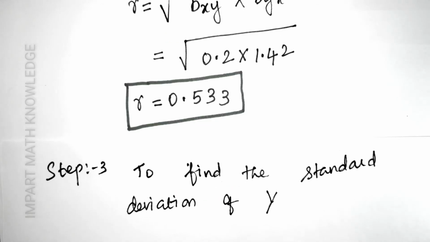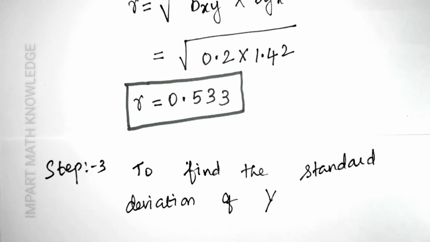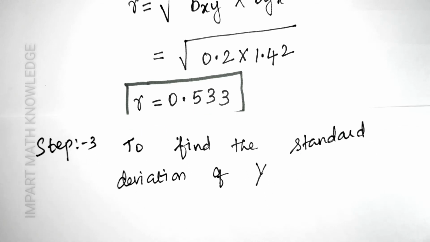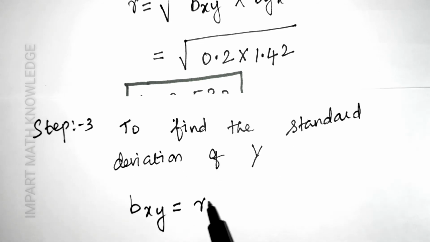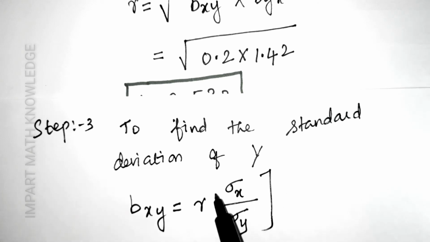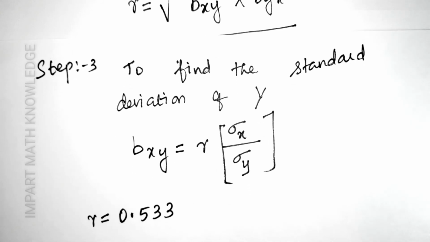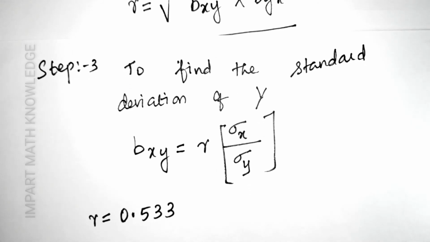Step 3, to find the standard deviation of y. The regression coefficient in terms of the correlation coefficient and standard deviations is bxy is equal to r into sigma x by sigma y. Sigma x is the standard deviation of x and sigma y is the standard deviation of y. We have to find the standard deviation of y. r is equal to 0.533. The variance of x is equal to 25.